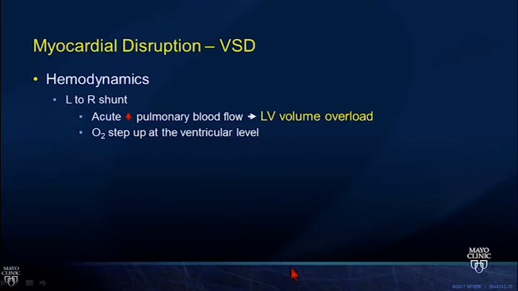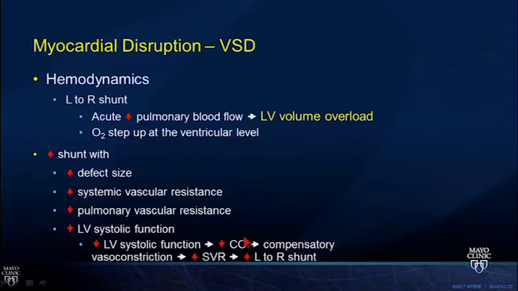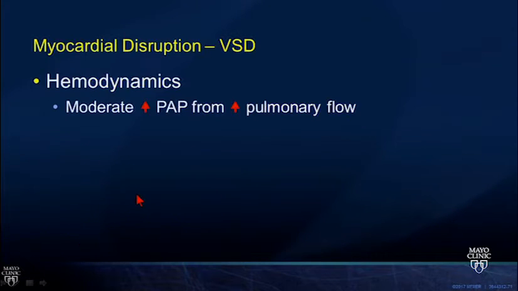The hemodynamics of this: you have a left to right shunt, so you get an LV volume overload. You may have an oxygen step up on a right heart catheterization. And the shunt is bigger when there's a bigger hole, when it's harder to eject blood out the left ventricle, when it's easier to eject blood out the right ventricle, or when the LV is weak. And at first that LV weak didn't really make sense to me, but if you have a decreased forward stroke volume, then you activate that baroreceptor reflex, you increase your systemic vascular resistance, and that's what drives a bigger shunt.